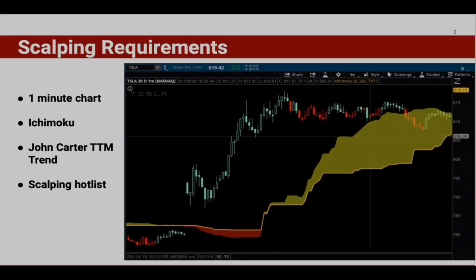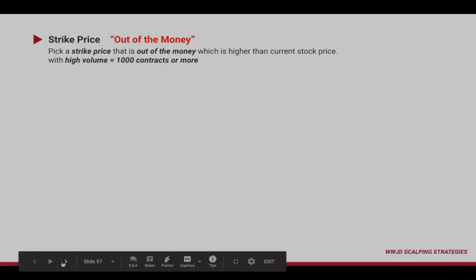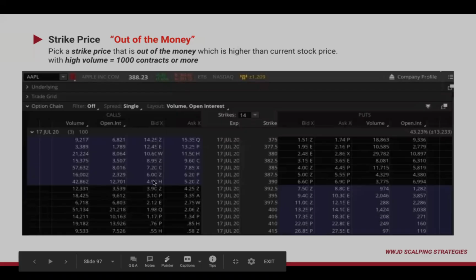You want to go against the billionaires. That makes no sense, which is why y'all lose money. Okay, but I want to buy out of the money strikes. When I'm day trading, I want to buy out of the money. It's going to be cheaper. It's going to give me a higher return on my investment.